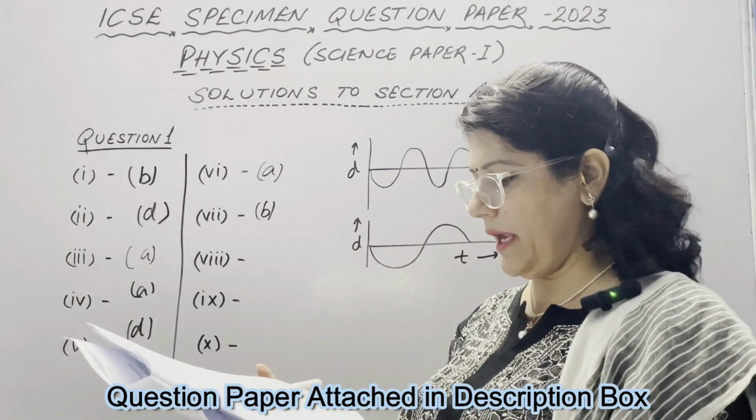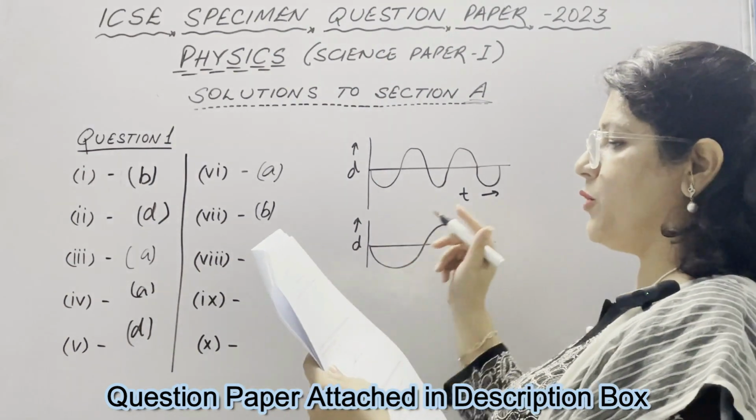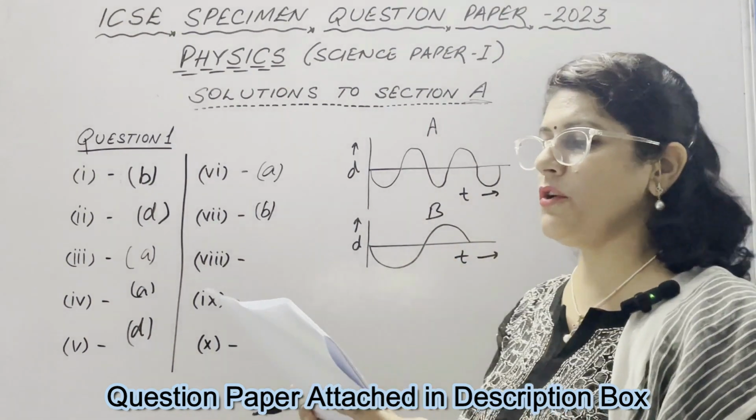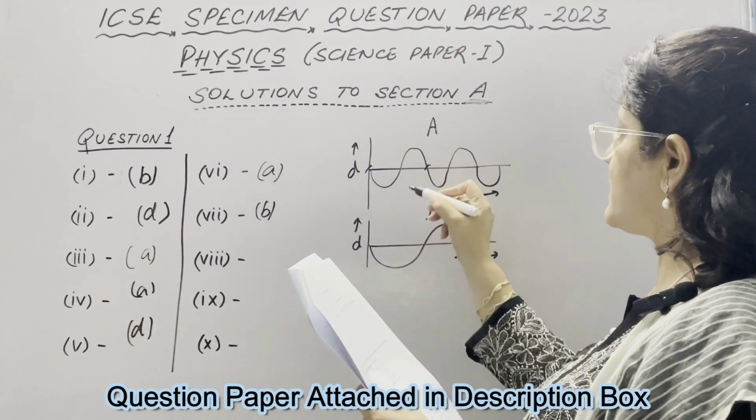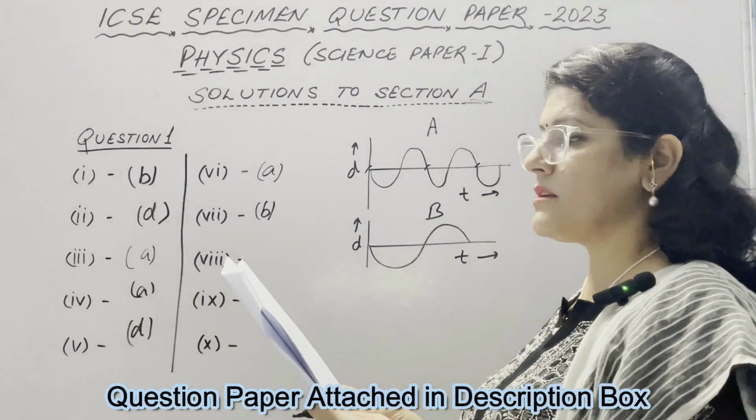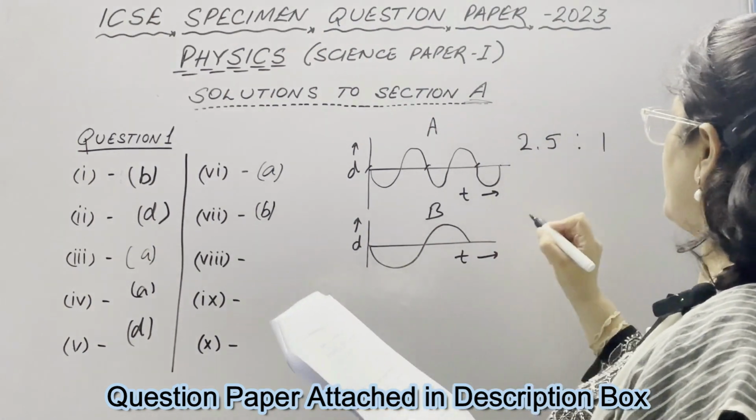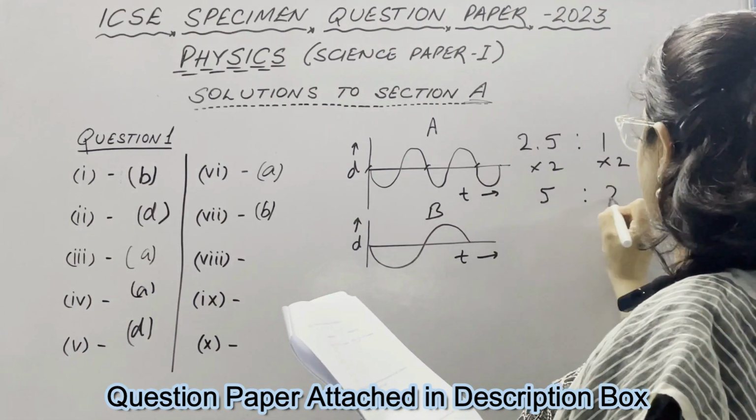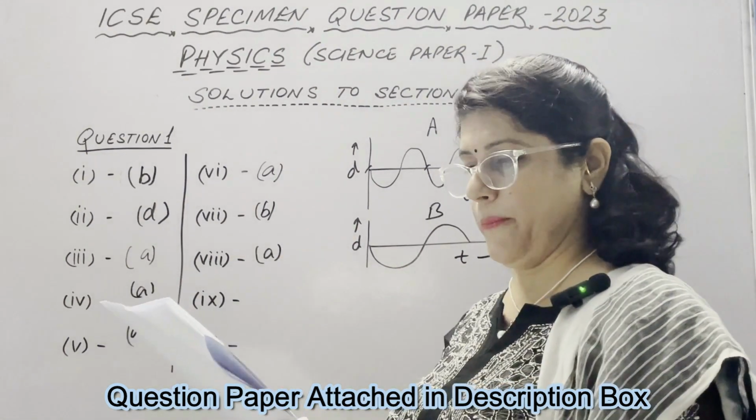In the next part, number 8, they have shown two waves and we need to calculate the ratio of wavelength of A to wavelength of B. This is A and this is B. For calculation of wavelength we need to count the number of cycles completed. So first is this cycle, and second is this and this. So the wavelength is 2.5, and in the second graph only 1. It means 2.5 is to 1. Multiplying by 2, the answer is 5:2. 5:2 is our option A. So the correct option is A.